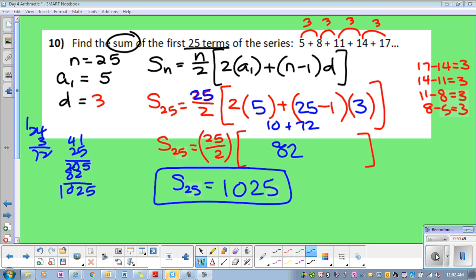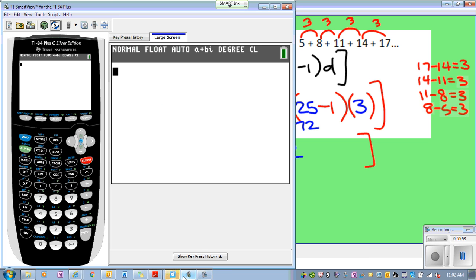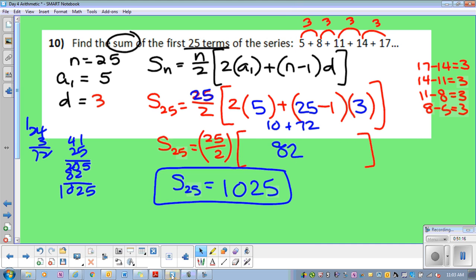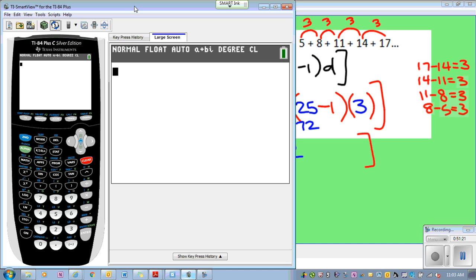Alright? Just be careful. Do you want me to show you guys how to put this into the calculator? I'm just going to do it so we make sure everyone knows how to do it. So, parentheses 25 divided by 2, right? Times, because inside the bracket, you can just do all this inside the bracket, right? Yeah. Let's see, 2 times 5 plus, you can put all of that inside.